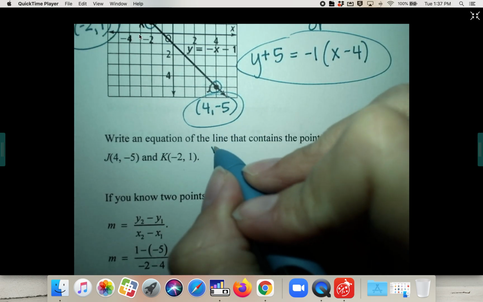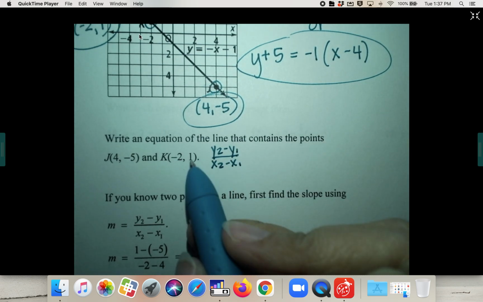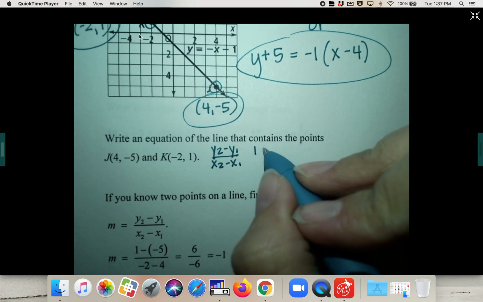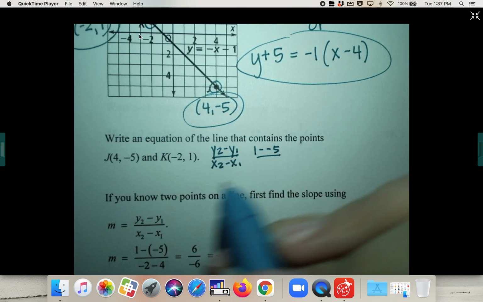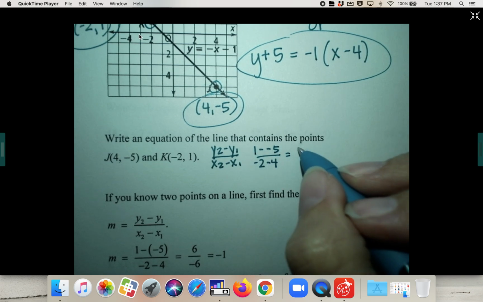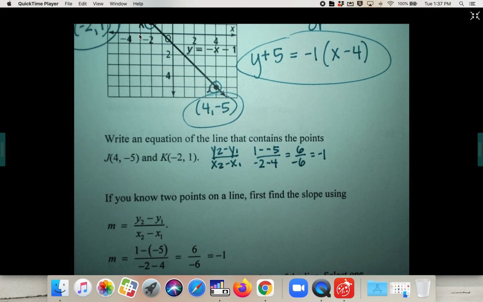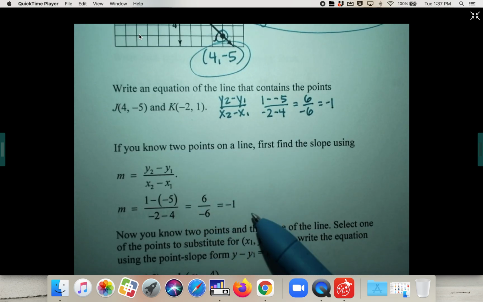So y2 minus y1 over x2 minus x1. So that would be 1 minus -5 over -2 minus 4, which would be 6 over -6, which is -1. Oh my gosh, I just noticed they did that for us. Awesome. Should have read down a little further.